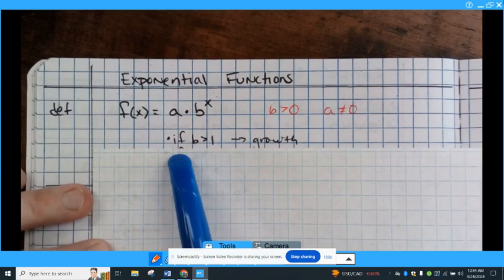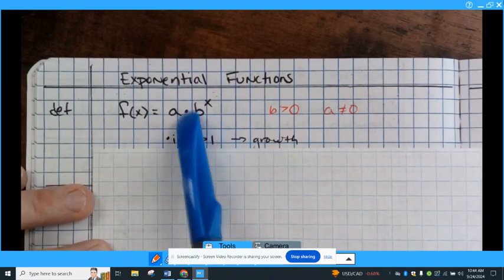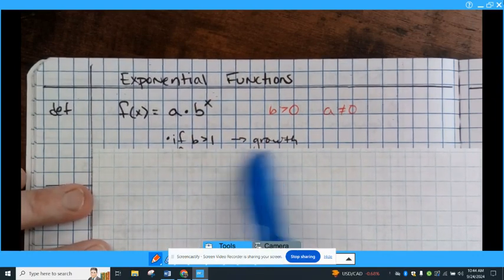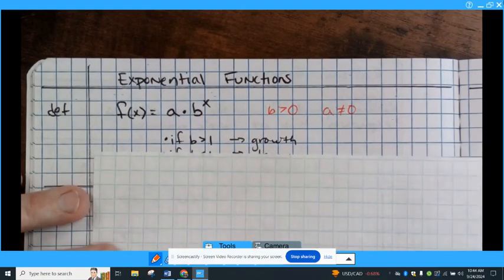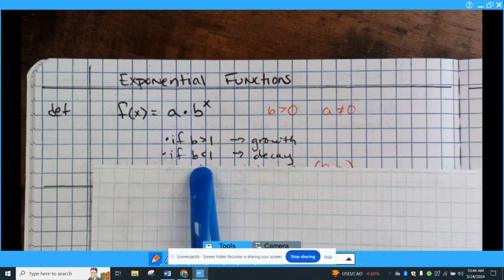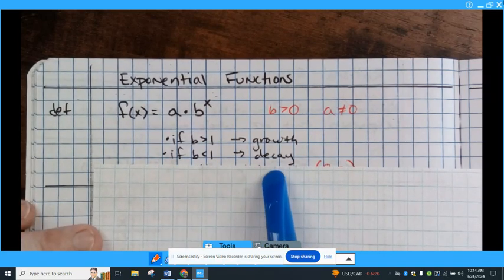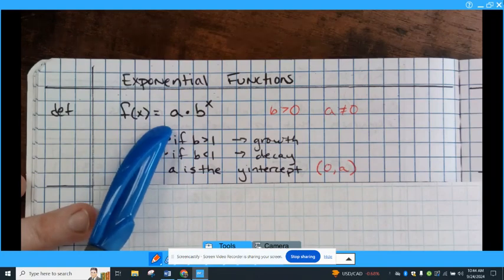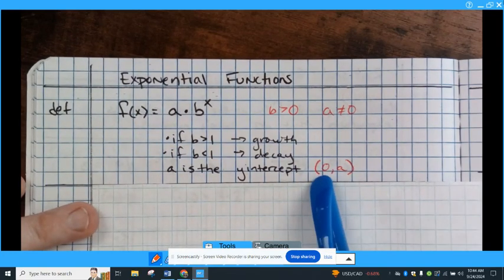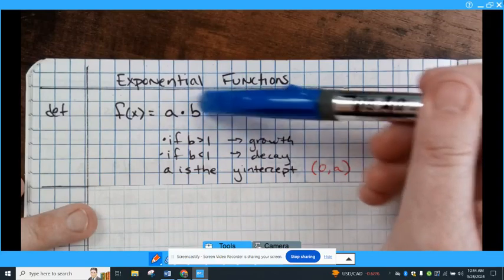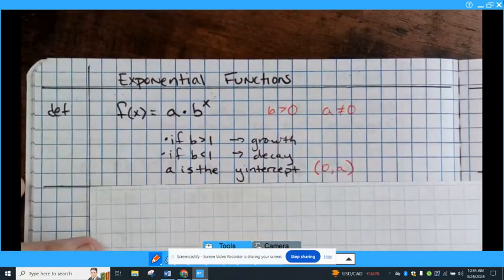If B, what you're multiplying by over and over again, is greater than 1, you're going to have a growth problem. If your B is less than 1, so a number between 0 and 1, a decimal or a fraction, then it's going to be decay. A ends up being your y-intercept, which will always be 0, a. That's because anytime you plug in 0, this part will always be 1, so it'll be a times 1.